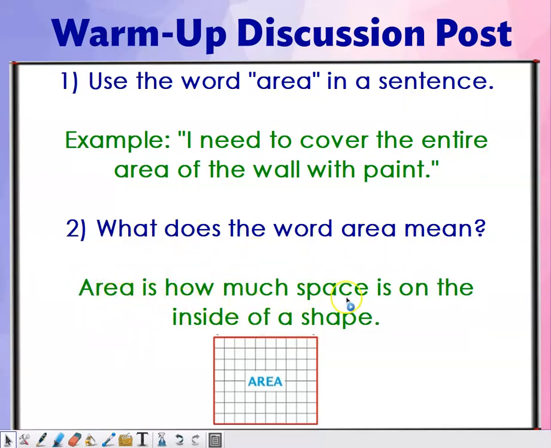Area is how much space is on the inside of a shape. So here we have a rectangle. The area is how much space is on the inside of that rectangle. And that's what we're going to calculate today using rectangles, squares, and triangles. So we'll find the area of rectangles, squares, and triangles.